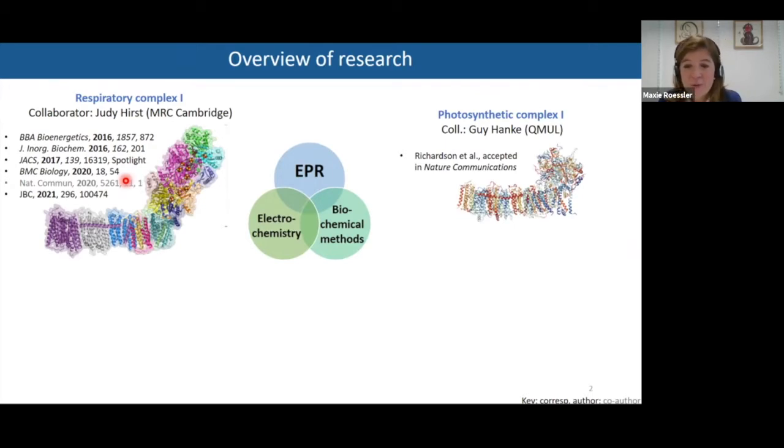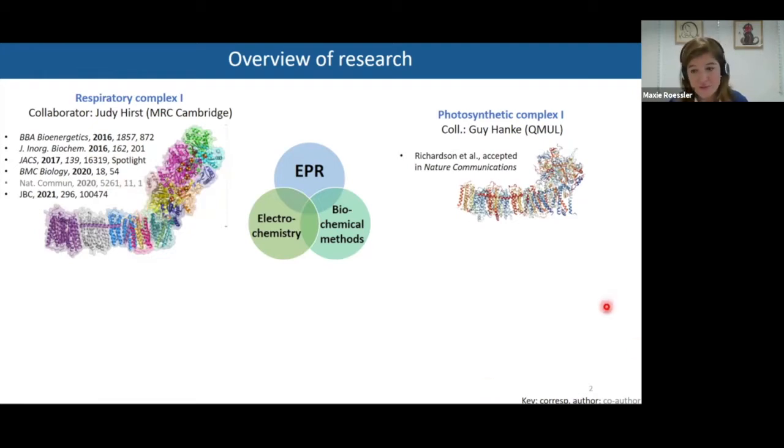So really what we are exploiting is what can be both considered a limitation and a major advantage of EPR spectroscopy. And that is the fact that the technique is really blind to everything but unpaired electrons and of course surrounding nuclei. So we can look at really quite huge proteins. So in the case of mammalian complex 1, so that's actually the bacterial one that I'm showing here, but the mammalian one is 1 megadalton.